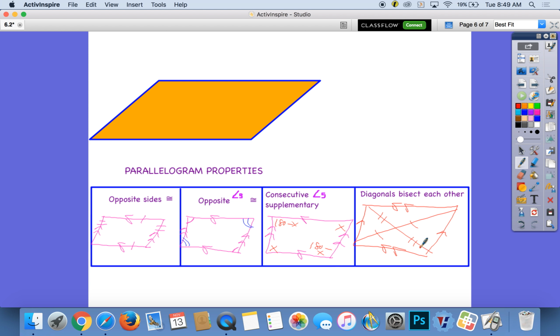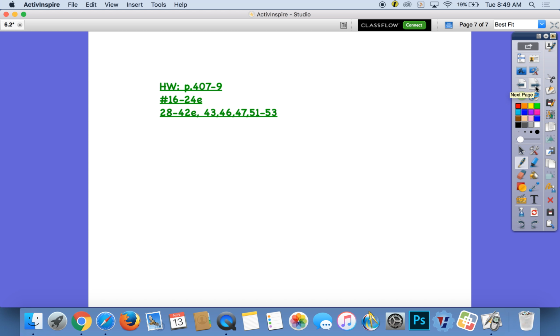And like I reiterate, guys, you need to know these properties and how to use them. You don't need to memorize the theorem numbers. So here's your homework, and we'll do this in class tomorrow.